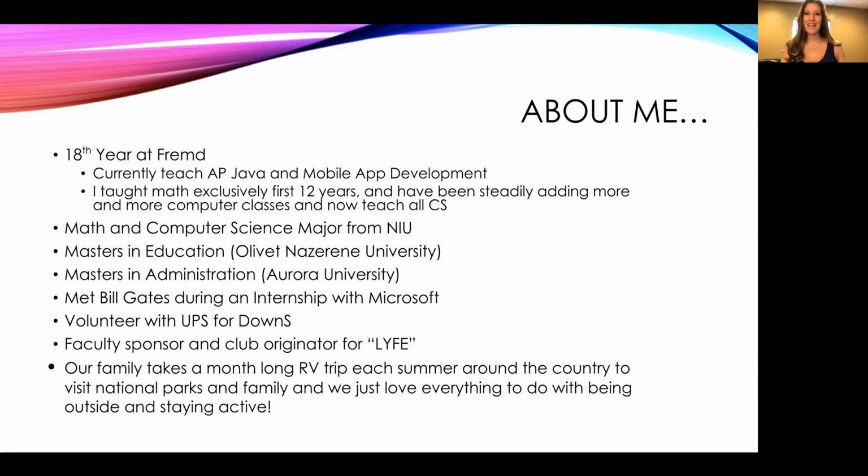was pretty exciting. And in terms of things I do outside of school, I volunteer a lot with Ups for Downs because our middle daughter has Down syndrome, and that is a group that is close to our heart. I also sponsor and started a club at school called Life, which helps foster positive friendships among students of all abilities. And a little bit about our family is that we love to travel. We have a giant RV and we go all around the country. We usually spend about at least a month in the summer traveling when school gets out.